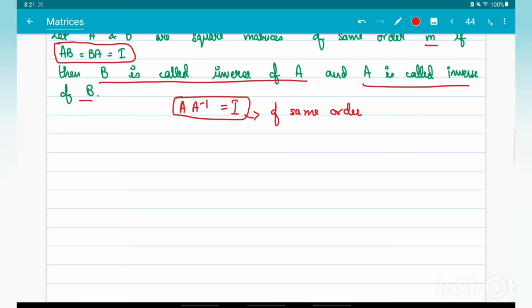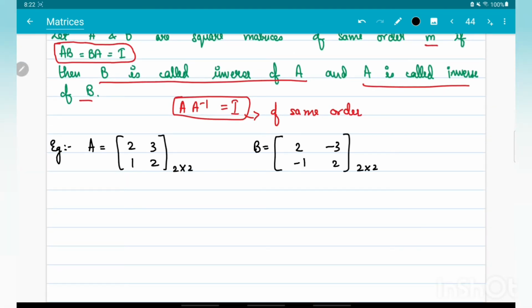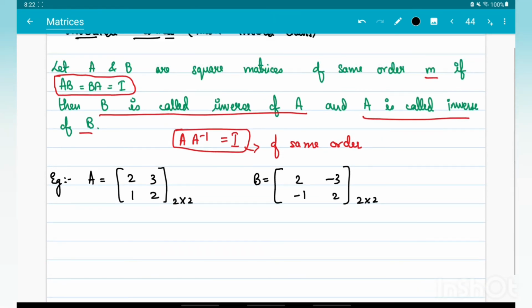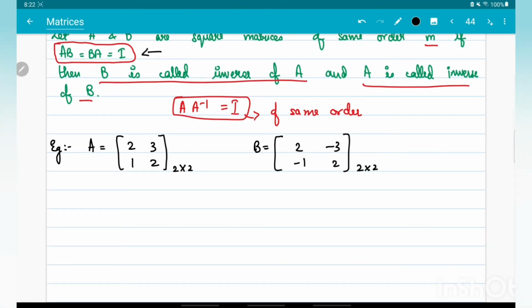Now let me take an example and show. So I've taken here an example. I've taken two matrices A and B, and I'm going to find the inverse. So first I'll multiply AB, and then I'll multiply B into A, and I'll check if both of them are equal to some identity matrix or not. Basically I'm going to try to fulfill this condition over here given. So first I have to multiply AB.